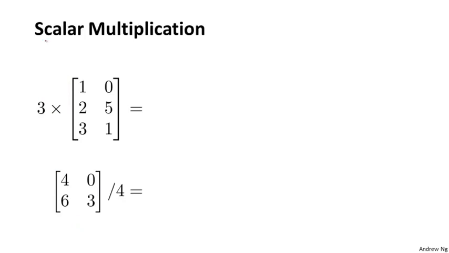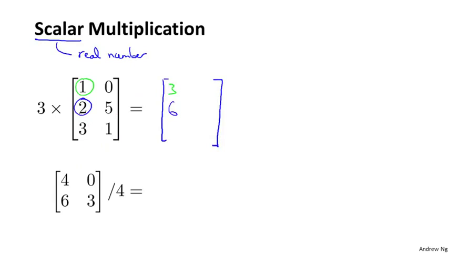A scalar is just maybe an overly fancy term for a number or a real number. The scalar just means real number. So let's take the number 3 and multiply it by this matrix. If you do that, the result is pretty much what you'd expect. You just take the elements of the matrix and multiply them by 3 one at a time. So 1 times 3 is 3. 2 times 3 is 6. 3 times 3 is 9. 0 times 3 is 0. 3 times 5 is 15. And 3 times 1 is 3. And so this matrix is the result of multiplying that matrix on the left by 3.